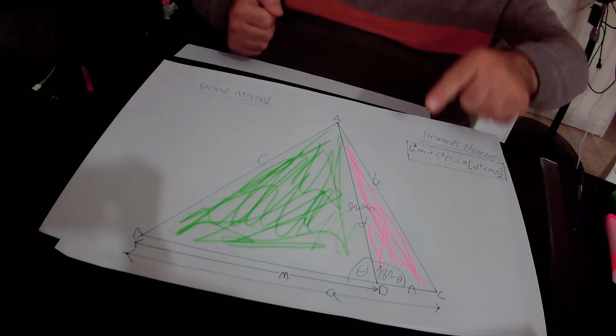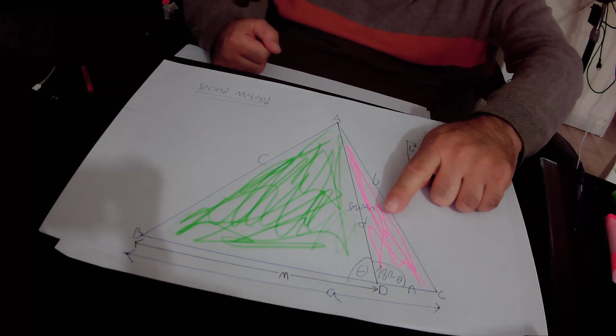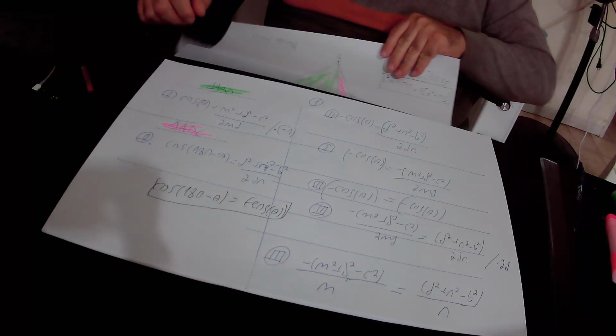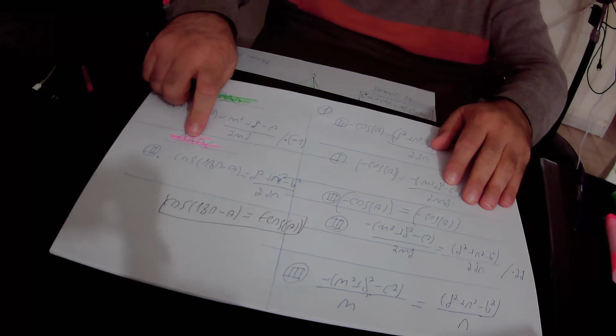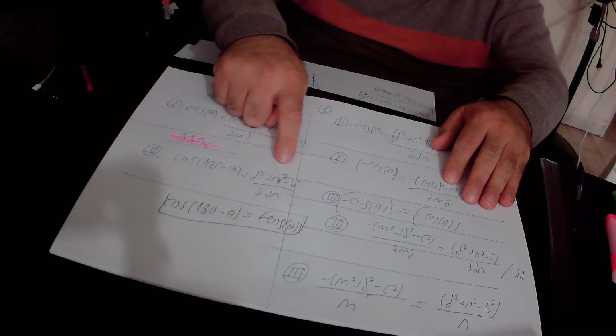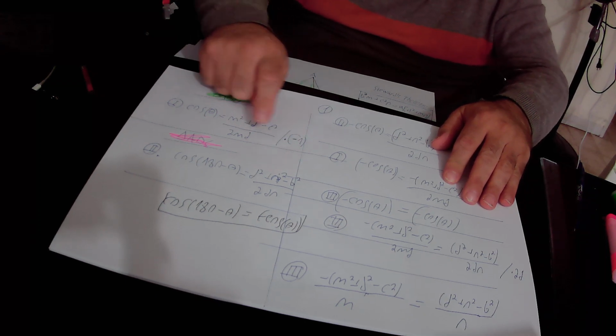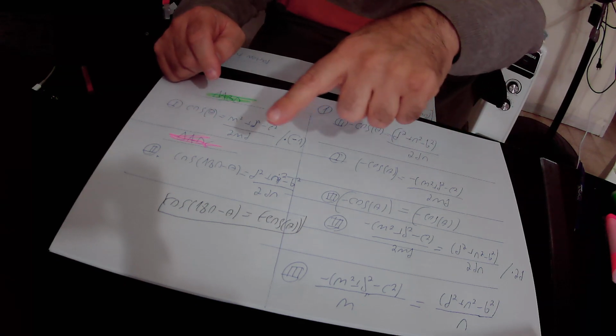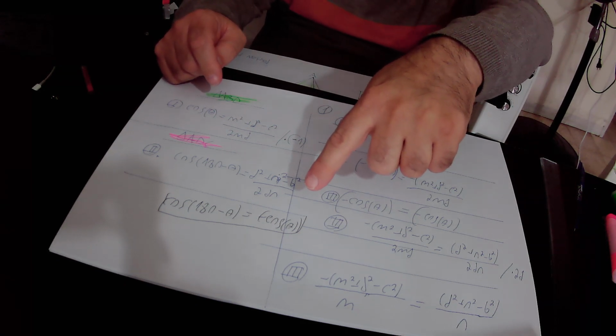In the pink triangle ADC, cosine 180 degrees minus theta equals D square plus N square minus B square over 2 times D times N. Then we have the trigonometric identity that cosine 180 degrees minus theta equals minus cosine theta.